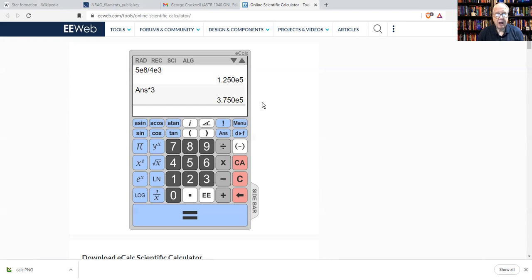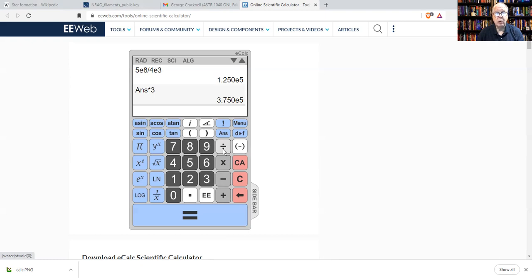Now, there are other things you can do on the calculator, but really, addition, subtraction, multiplying, and dividing are about the only things that you're going to want to do in this course. There will be a case where you have to take a square root.